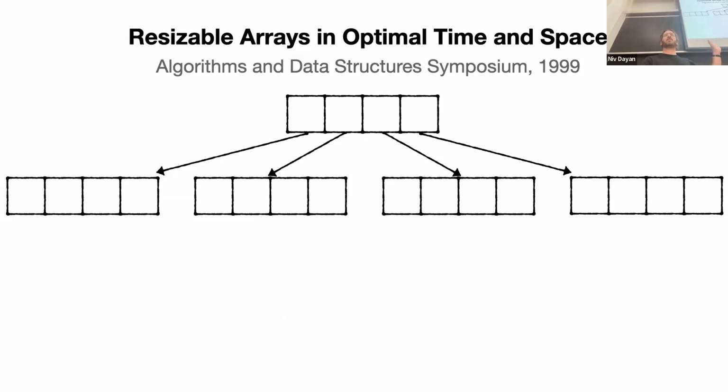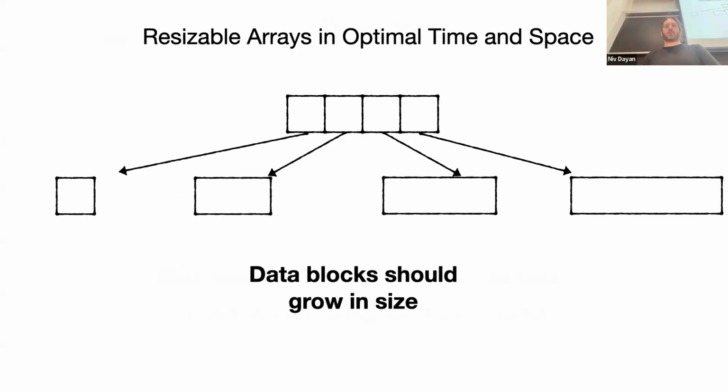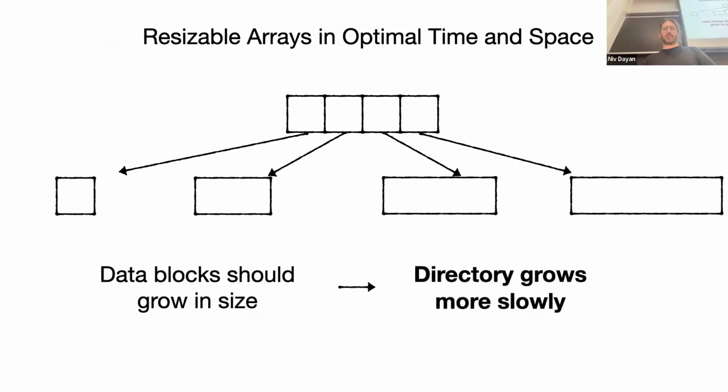These insights come from a paper from '99 called Resizable Arrays in Optimal Time and Space, from the Algorithms and Data Structures Symposium. This is a high-level idea of what this looks like. The blocks are growing in size, and this also means that the directory is going to grow more slowly too. The question is about rates. So now it becomes a game of how much should these grow, and how fast does that cause the directory to grow? These are things that we'll now try to analyze.